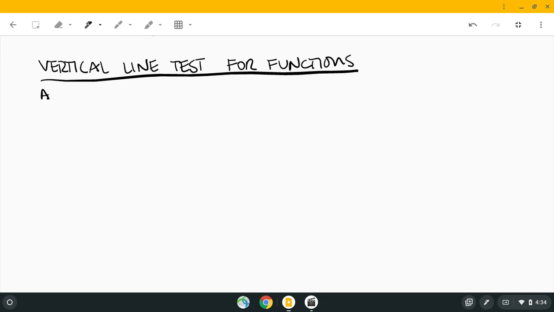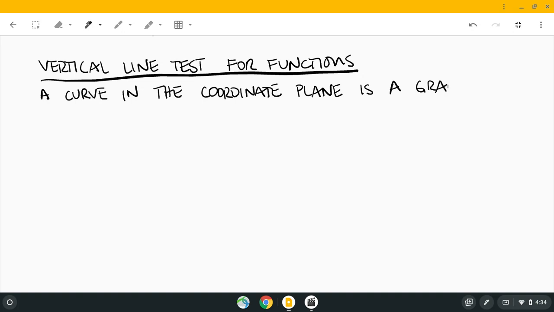So this states that a curve in the coordinate plane is a graph of a function. When we say a curve in the coordinate plane, what we're talking about is just a graph. We call graphs curves. So a line, we call that a curve. A circle, a parabola, absolute value, all of these. So a curve in the coordinate plane is a graph of a function.